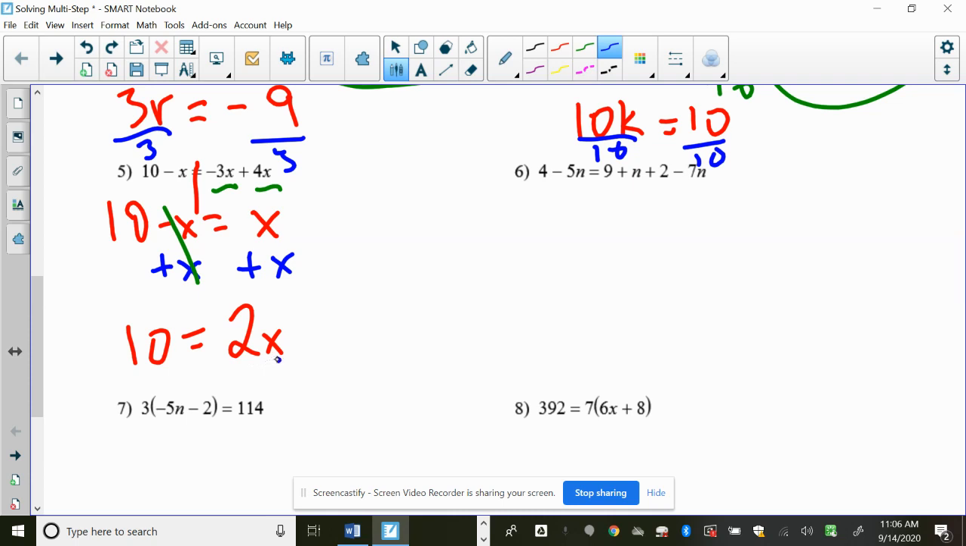Now we keep going, so we have 2x over here, so we divide both sides by 2. So x equals 5.